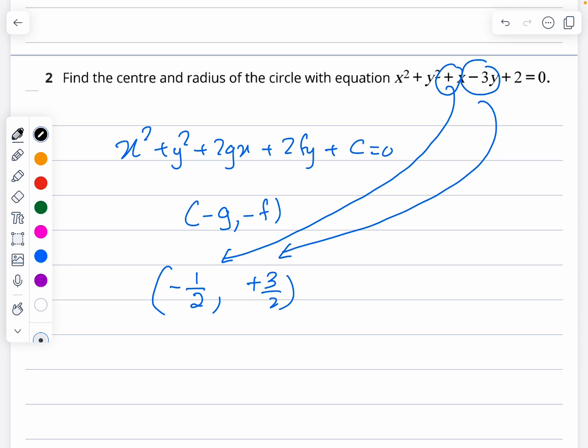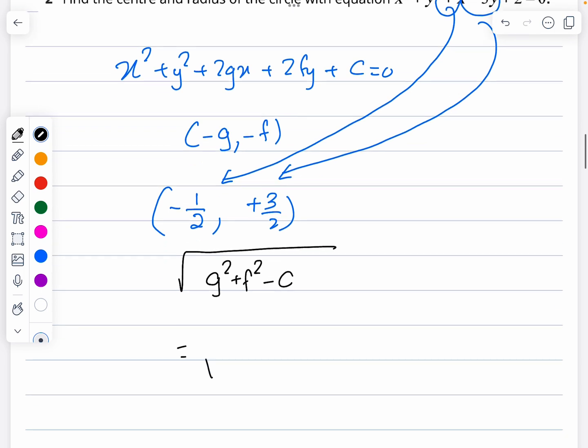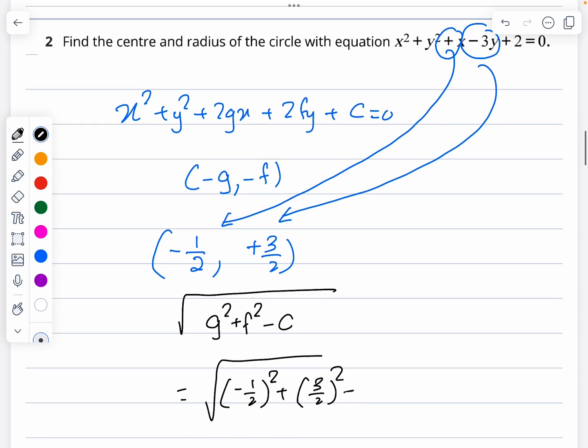And what's going to be the radius? Radius is square root of g square plus f square minus c. So g square is (negative 1 upon 2) whole square. f square is (3 upon 2) whole square, minus c, minus 2.